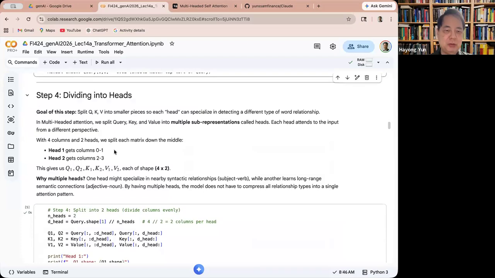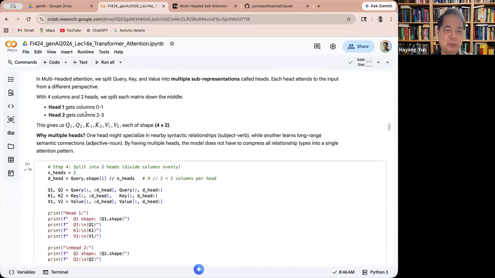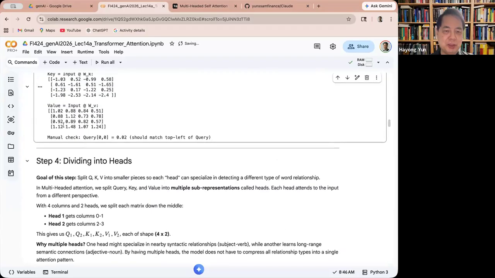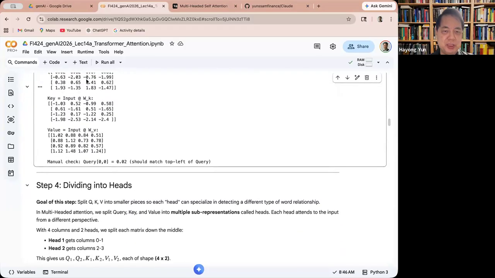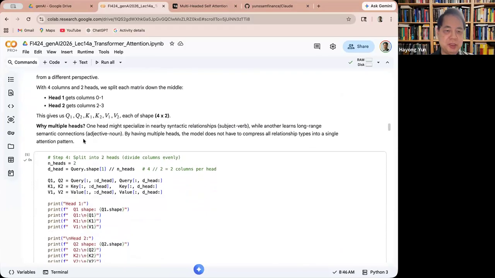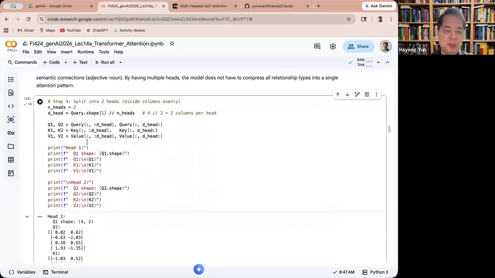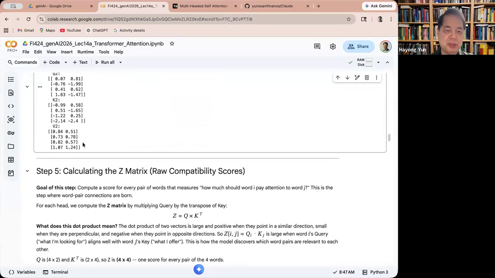And then dividing into heads for different contexts, we basically split these pieces, the heads, so they can specialize in detecting different types of word relationships. Head one gets the 0 and 1 columns, and head two gets the 2 and 3 columns. So we basically cut them here, these two and these two, for each of these three sets of matrices. Okay. So head one, head two, things like that.